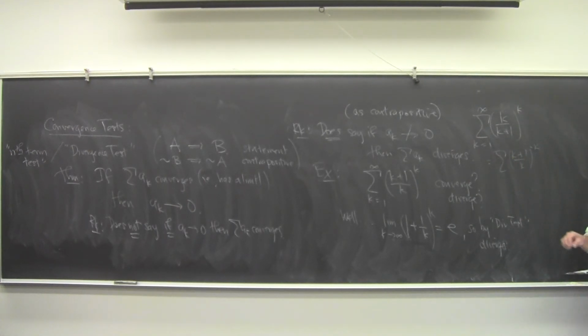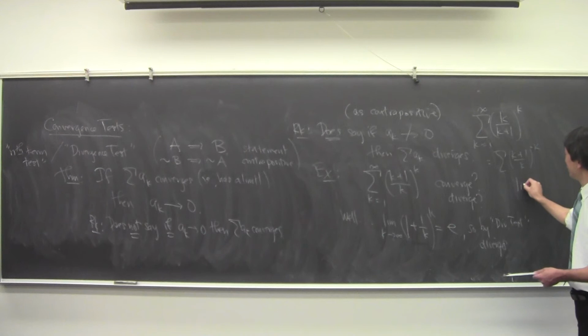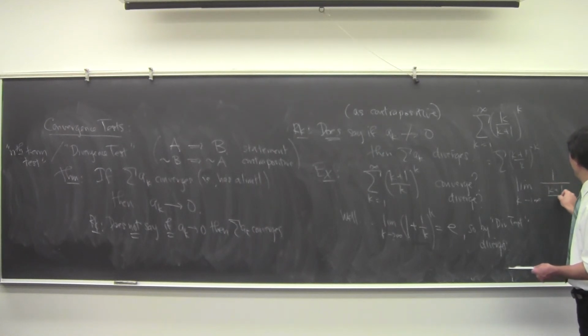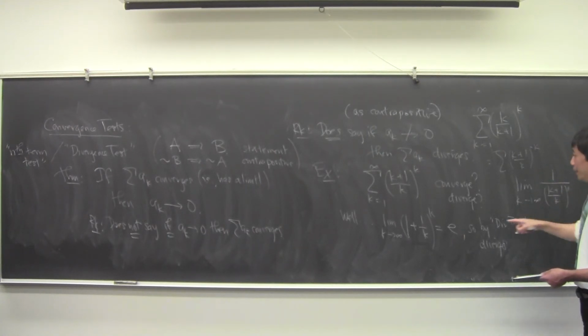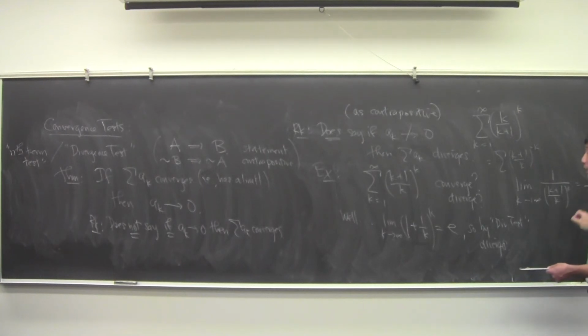Does anybody see what will happen to the nth term as n goes to infinity? Does it approach 0? No. Tanima? Yeah, 1 over e. This is the limit as k goes to infinity of 1 over (k plus 1 over k) to the k, which is going to be 1 over e. So, again, it diverges.